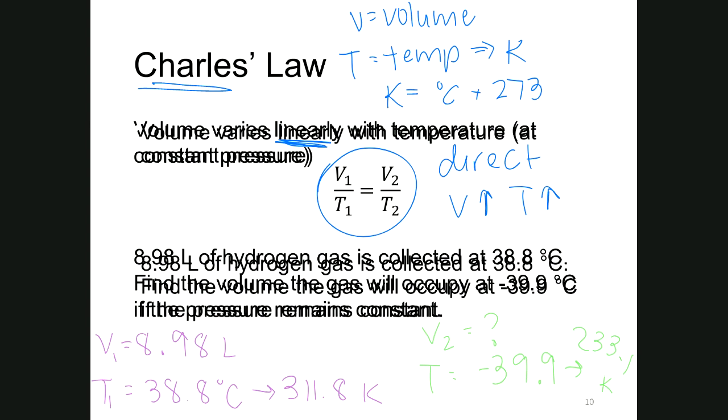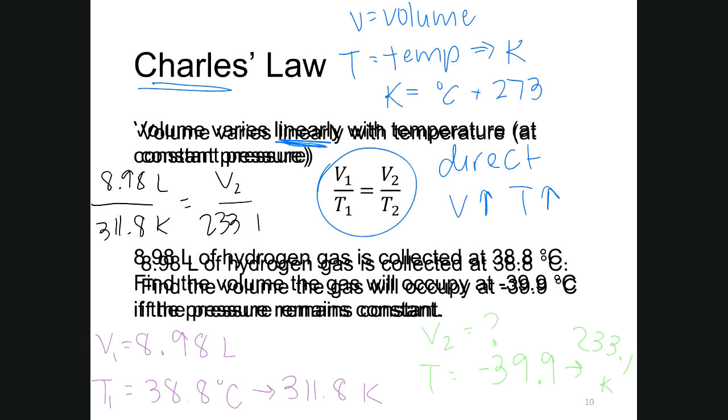So now we have all of our information. We're in the correct units. So now we can just go ahead and directly plug in. So I'm going to do that up here. If our volume 1 is 8.98 over 311.8 Kelvin equals, we don't know V2, and we have T2, which is going to be 233.1.